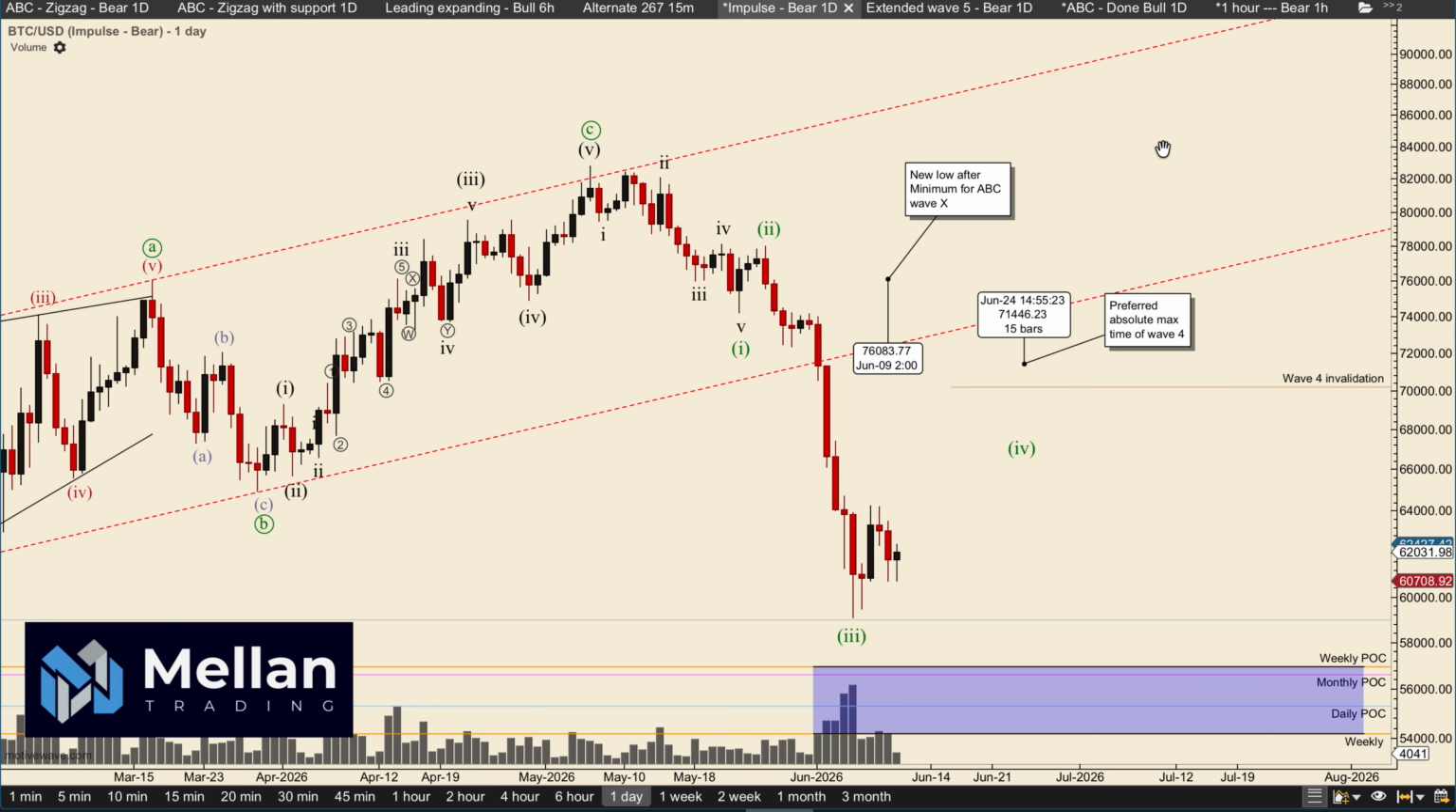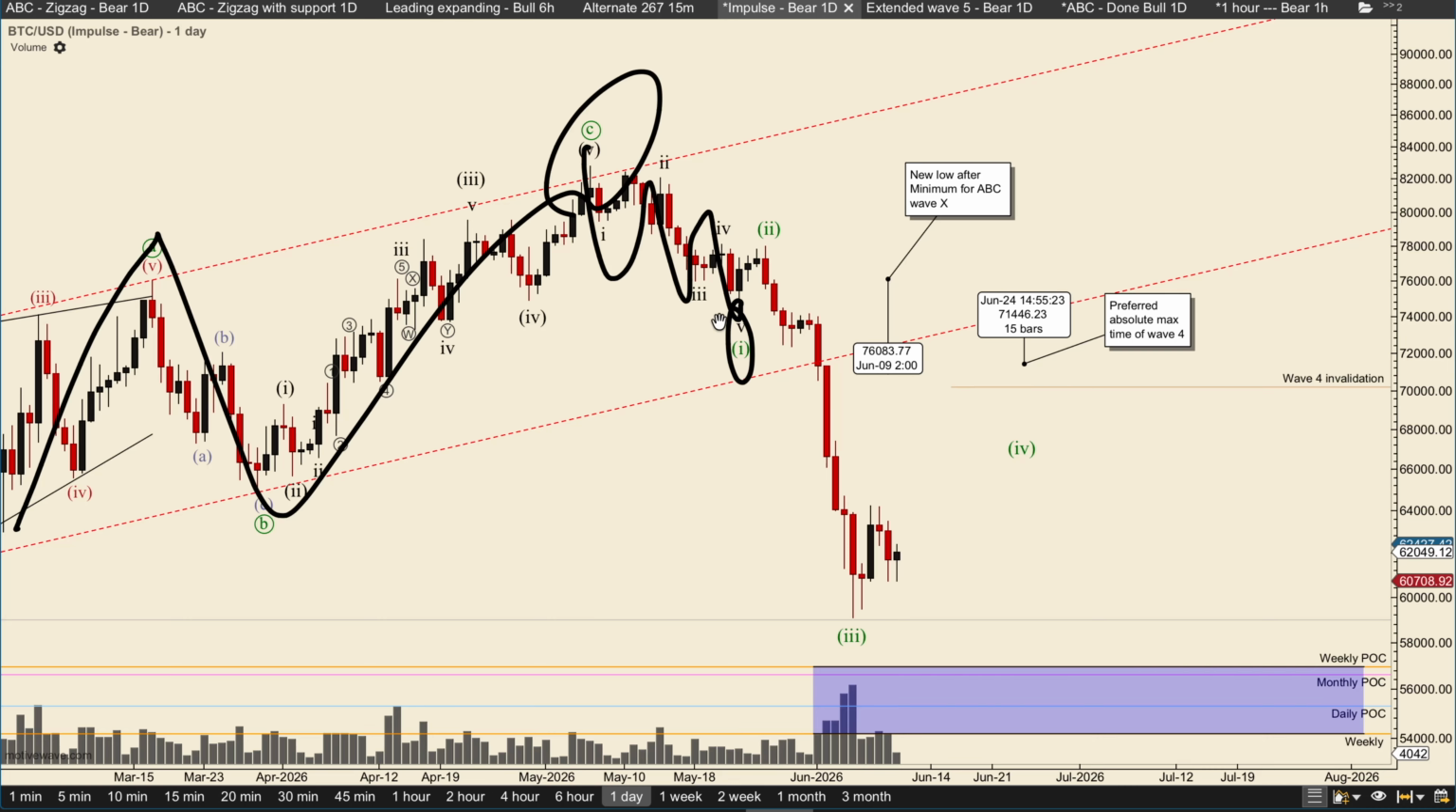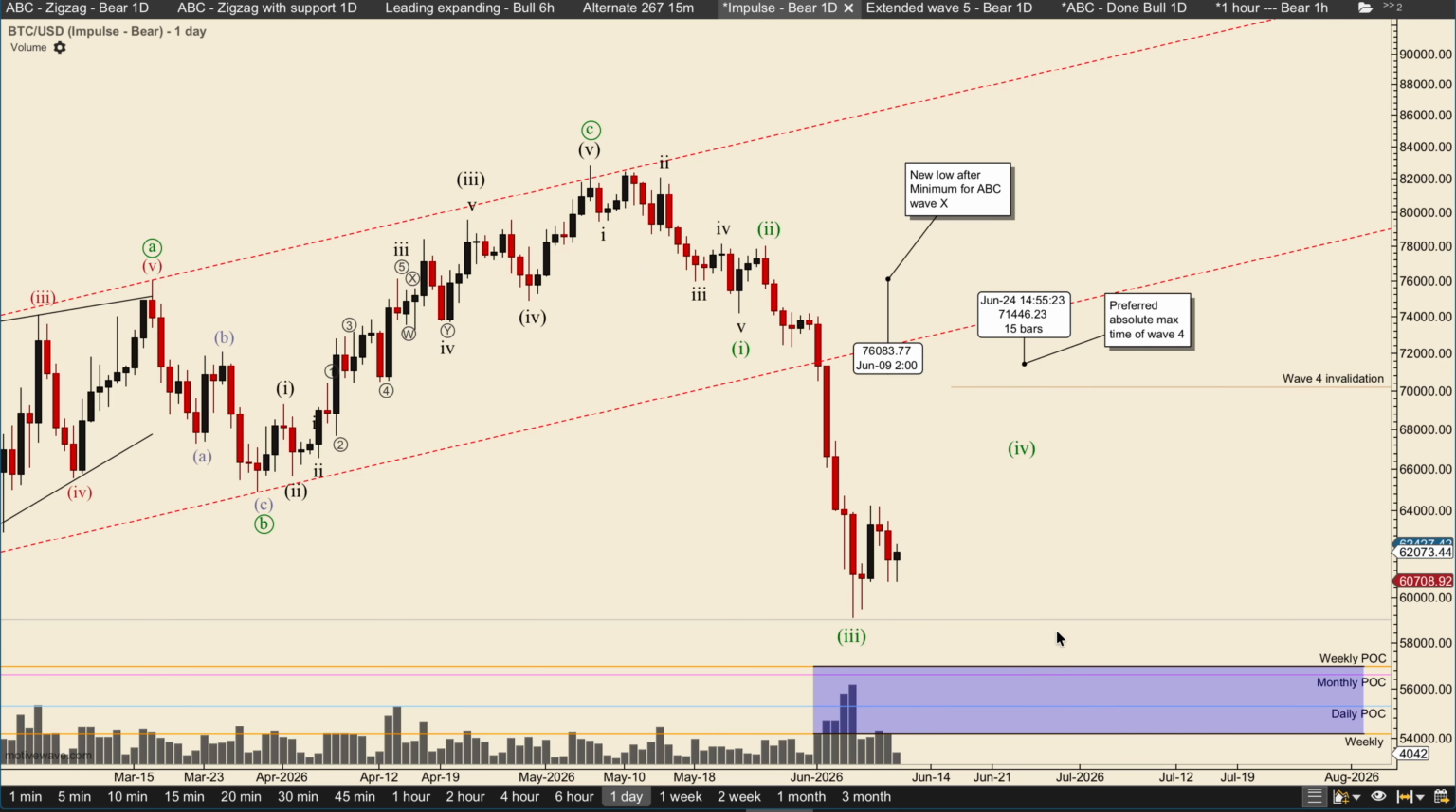Hello, there is a lot of different possible counts now for Bitcoin, and here are the ones I am covering. So the first count is this, so ABC here, we are finished, and then we are looking for a 1, 2, 3, 4, 5, 1, 2, 3, 4, 5 for more downside.